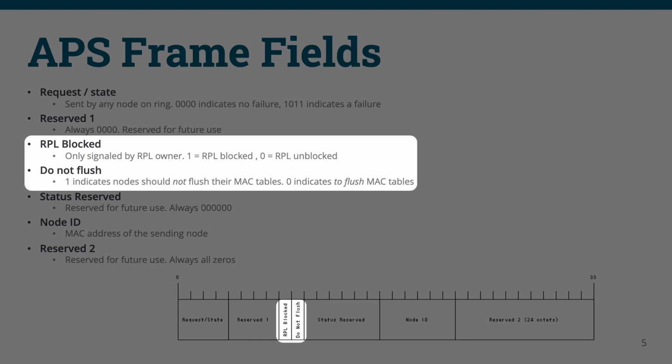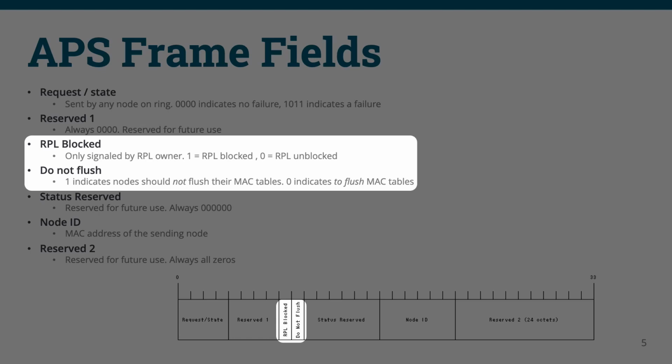No other switches participating in ERPS may set or unset this flag. Setting to a 1 indicates the RPL is currently blocked, and setting to a 0 indicates it is currently unblocked. The do not flush flag indicates to the receiving switches whether they should flush their MAC address tables or not.